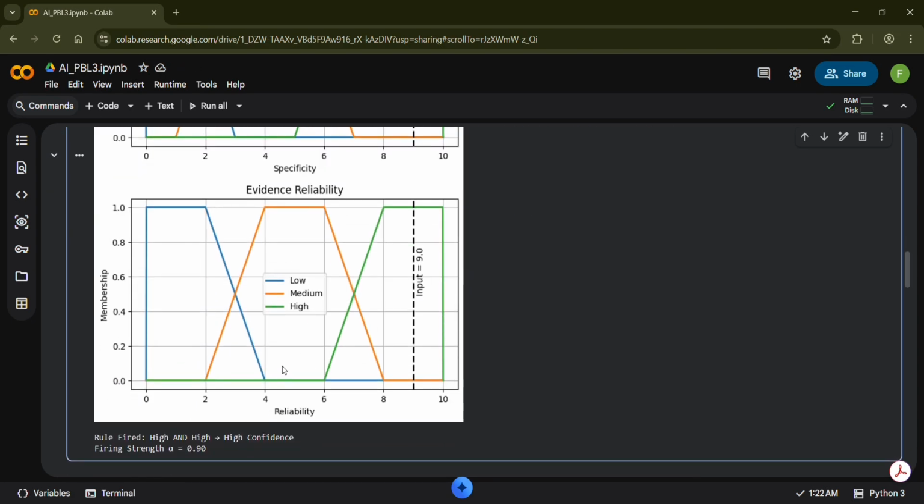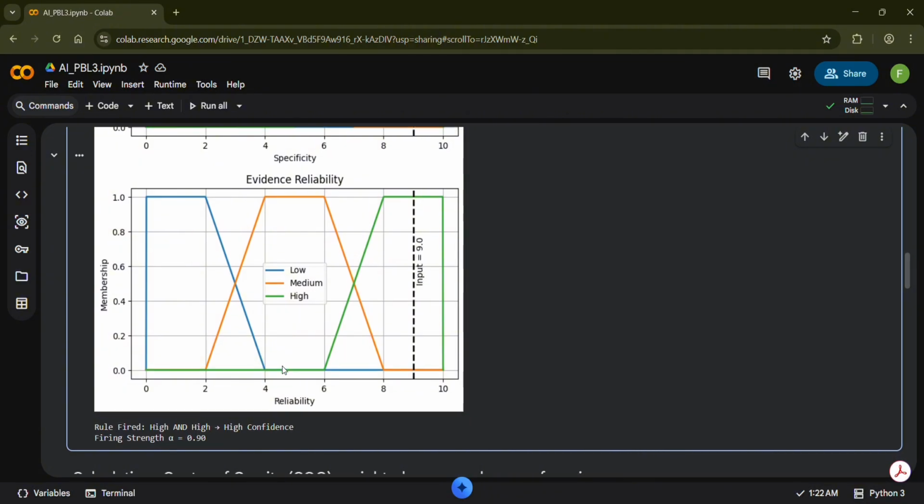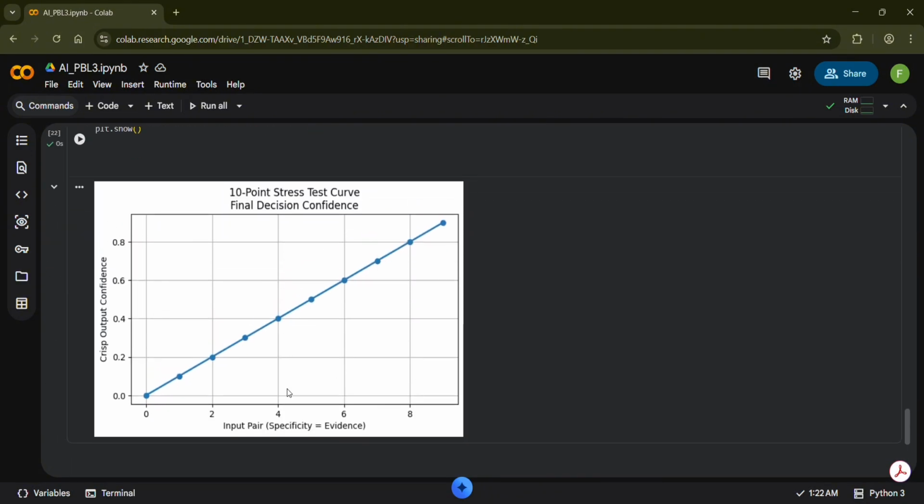I performed a 10-point stress test using paired inputs from 00 to 99. The resulting confidence output forms a linear curve where the output increases proportionally with the inputs. This linear behavior indicates that the fuzzy system is behaving similarly to a direct mathematical scaling rather than a non-linear fuzzy inference process. So, based on the linear output, I hypothesize that the system output is dominated by the firing strength calculation rather than the membership function shapes. This suggests that changes to individual membership functions may have minimal impact on the final confidence output.